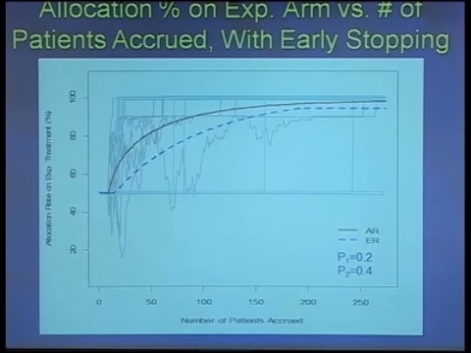We also do the same comparison, but now allow early stopping. These two curves show adaptive randomization, the solid line, and equal randomization, the dashed line. So if you have early stopping in equal randomization, then the performance is more like adaptive randomization.